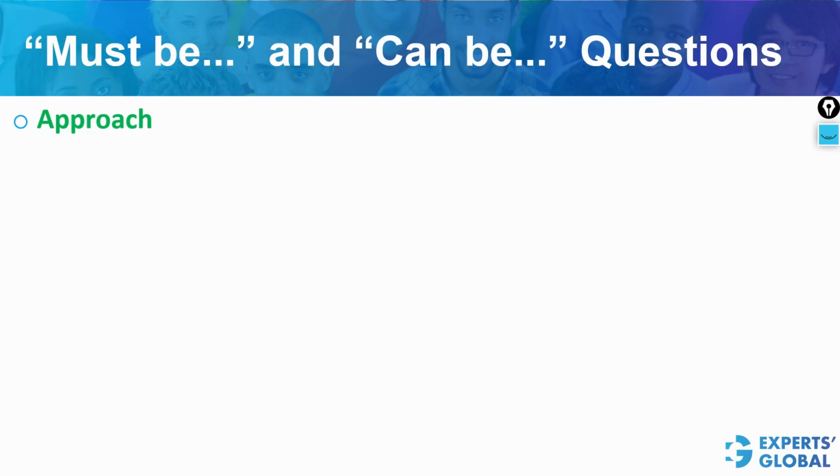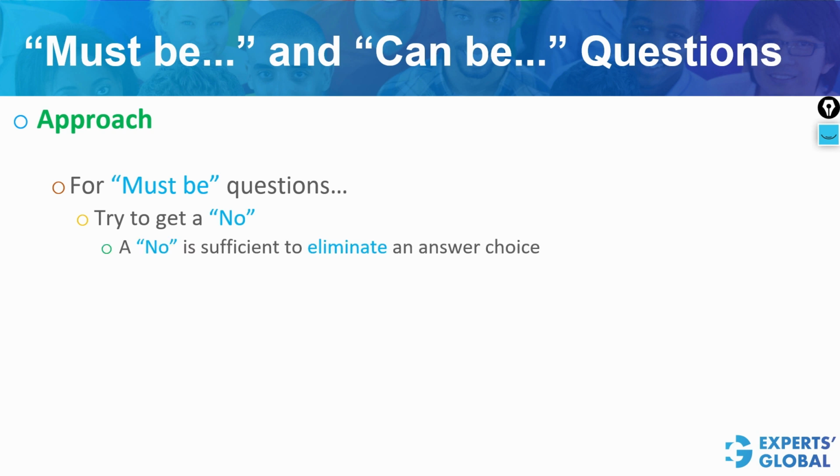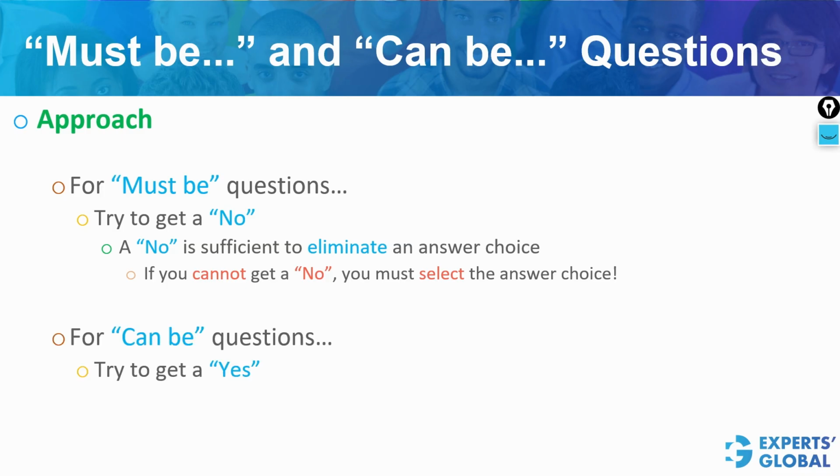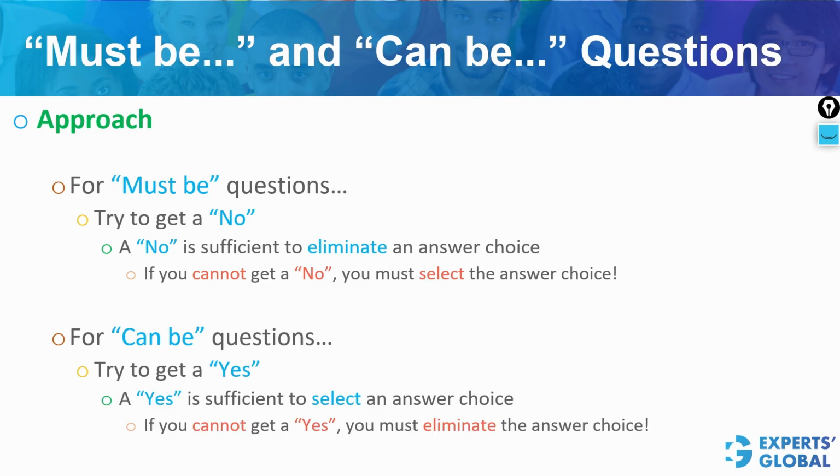The correct approach is that for must-be questions, try to get a no for each answer choice. When you get a no, it is sufficient to eliminate an answer choice. And if you fail to get a no, when you cannot get a no, is when you must select the answer choice. Whereas for can-be questions, try to get a yes. When you get a yes, you can select an answer choice. And when you cannot get a yes even once, it means that you must eliminate the answer choice.